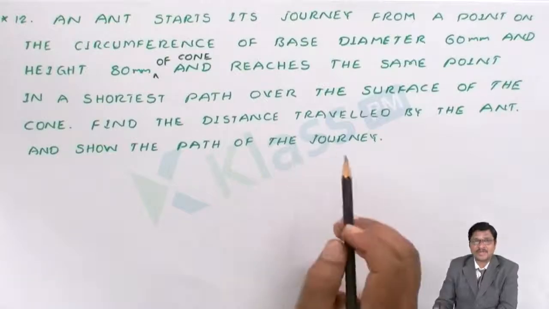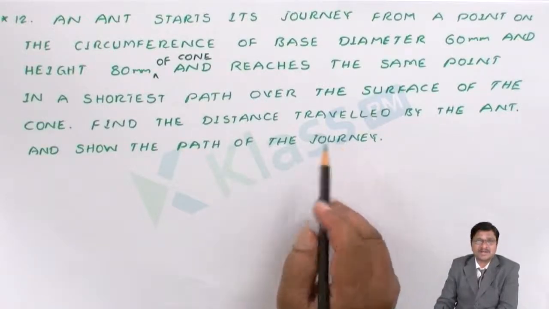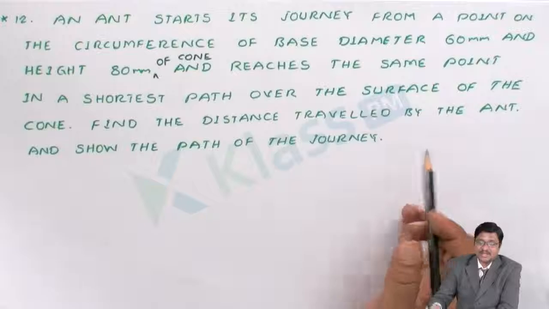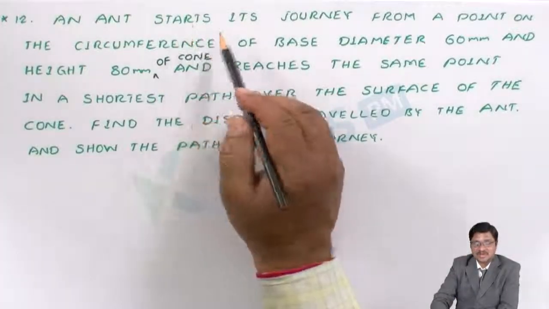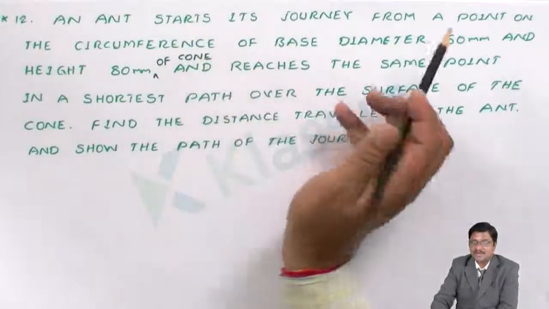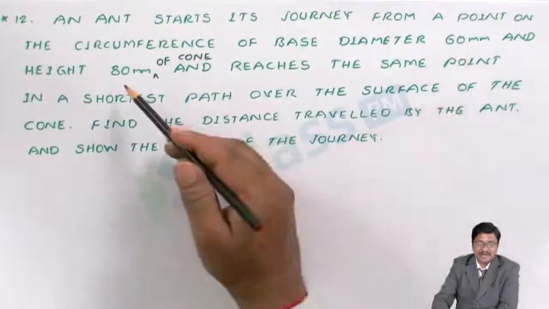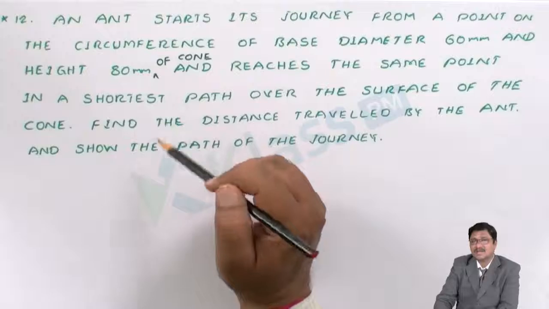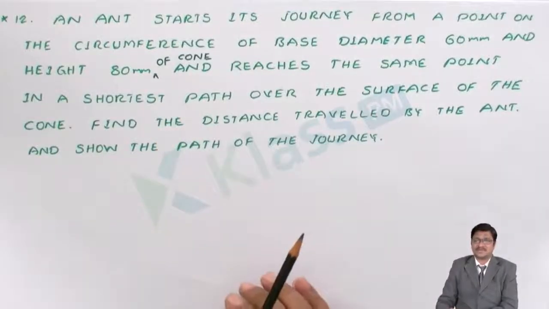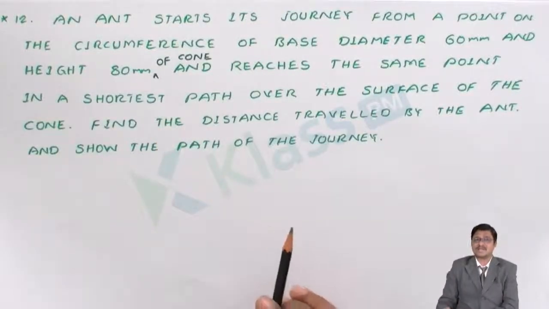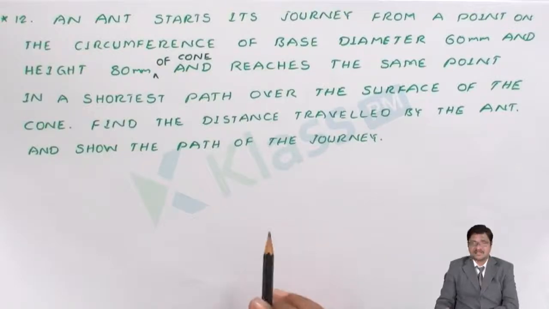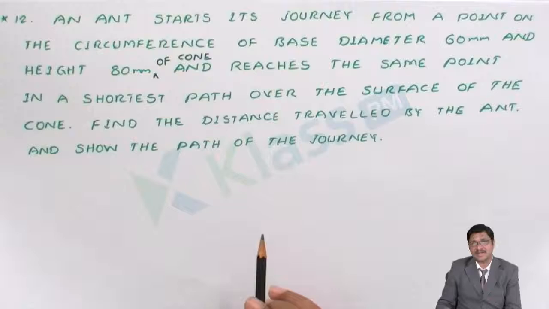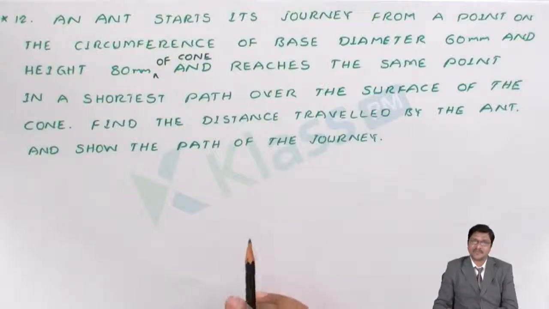Before moving to the solution, remember the data for drawing it. The solid requirement: it is a cone of base diameter 60 mm and height 80 mm. There is no sectioning given. An ant starts from a point on the base circumference and reaches the same point again. It asks for the shortest distance travelled, and also to show the path of the journey in projection. So let me draw the solution.